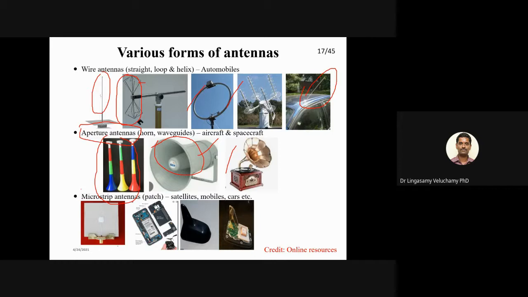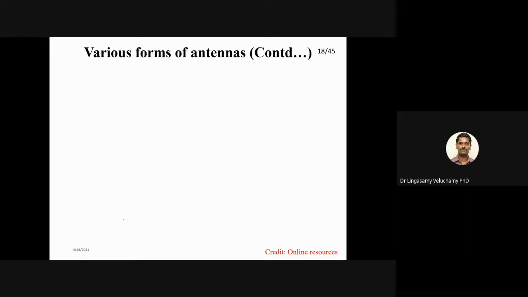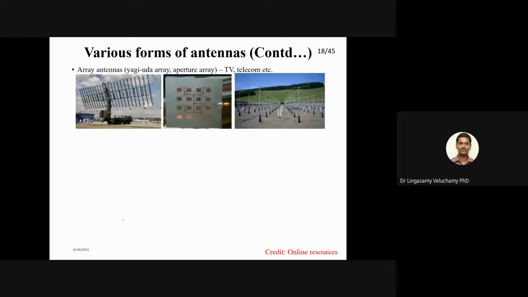It can be conformally fed, it is reliable, and it can be placed along with the boards. It is very compact in nature, and many more flexibilities are available in microstrip patch antennas. Okay, now the next category is array antennas.